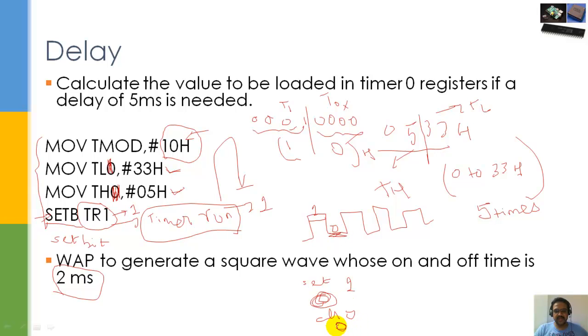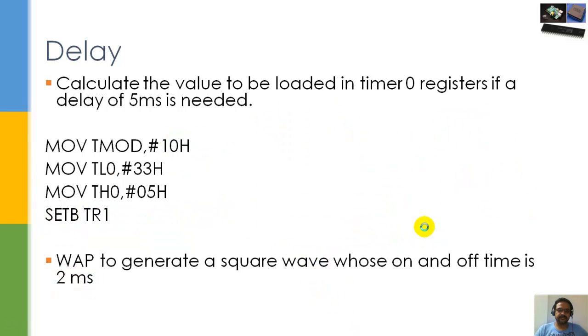Again run the same delay, so the 0 will remain 0 for that many delay, the value will not change. Again after the delay, you change it to 1. Again after the delay, you change it to 0. So ultimately, if you connect it to a CRO or look at the simulator window, you will get a square wave. You get it?